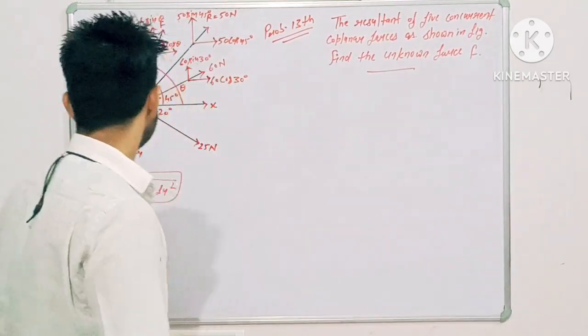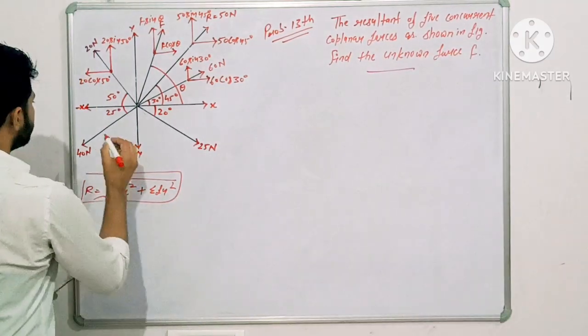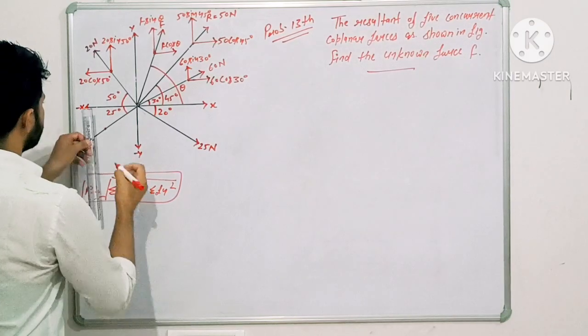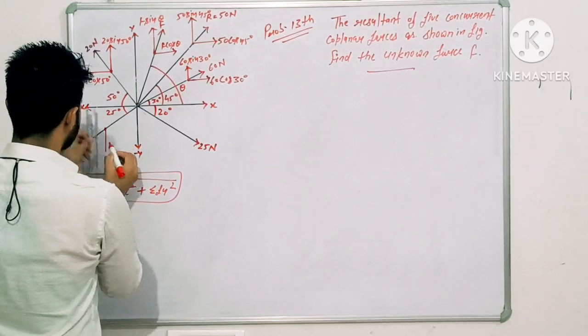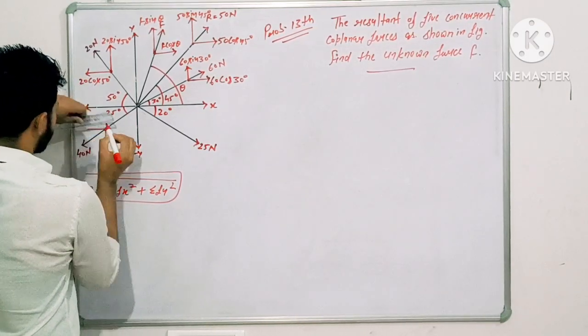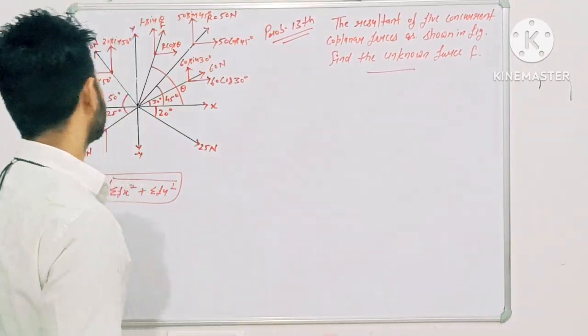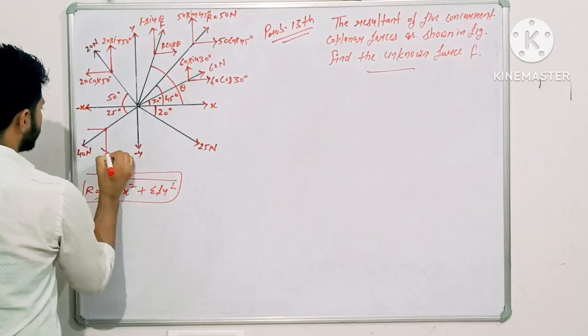Now come next, this 40 Newton force. Take a point before an arrow, make a parallel axis with respect to y and with respect to x, and the direction of both the forces will always be away from the point.